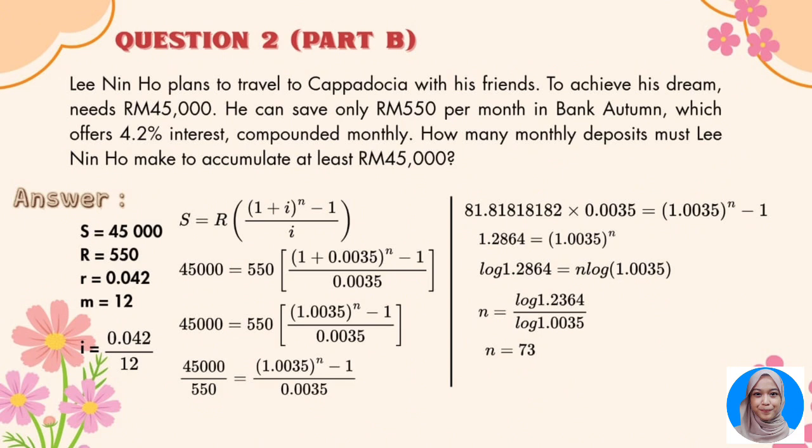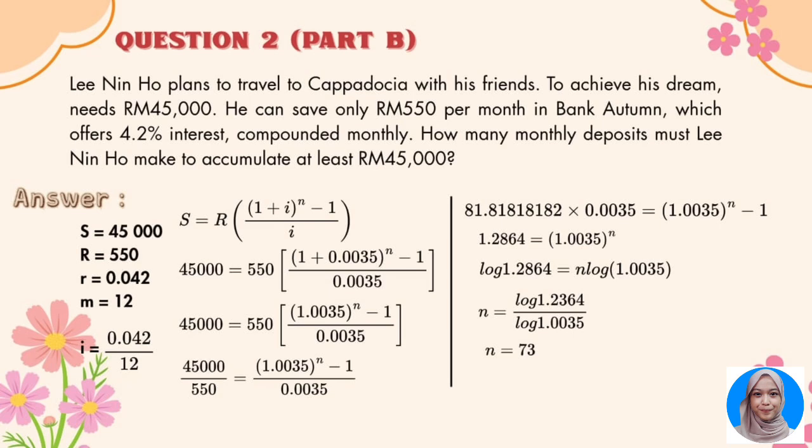We use the formula S equals R[(1 + i)^n - 1]/i. We fill in the formula first: 45,000 equals 515[(1 + 0.0035)^n - 1]/0.0035. After that, we calculate 45,000 divided by 515. So we get 18.81818182. So we times by 0.0035. After calculating, we get 0.0641 and plus 1, as you can see on the slide.